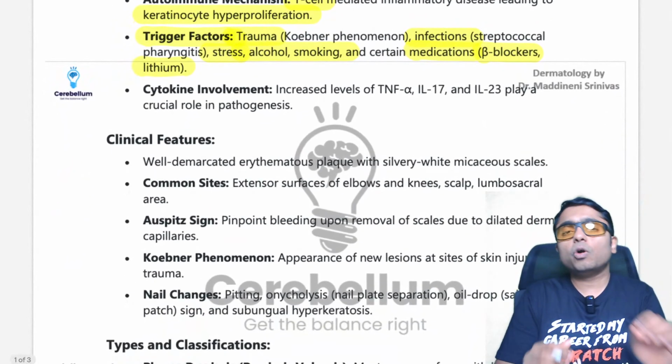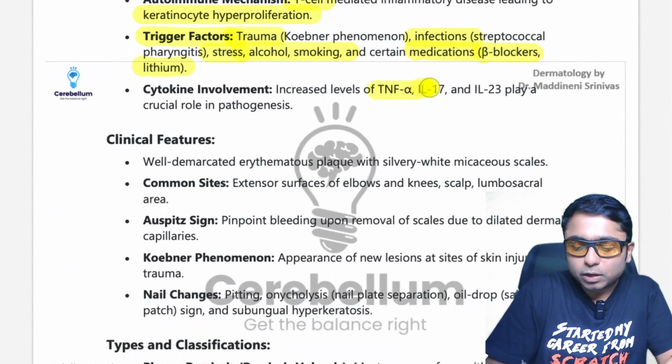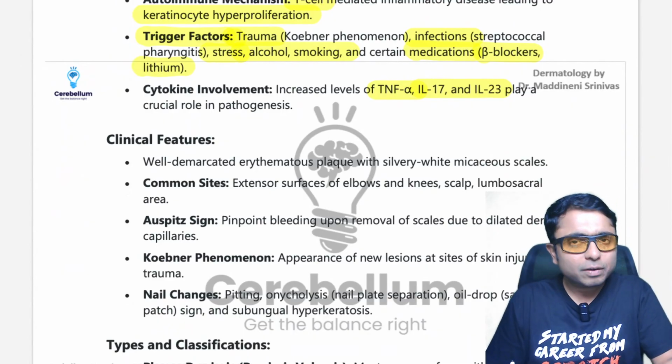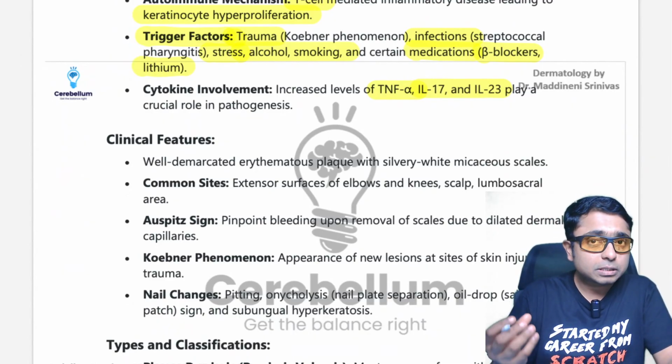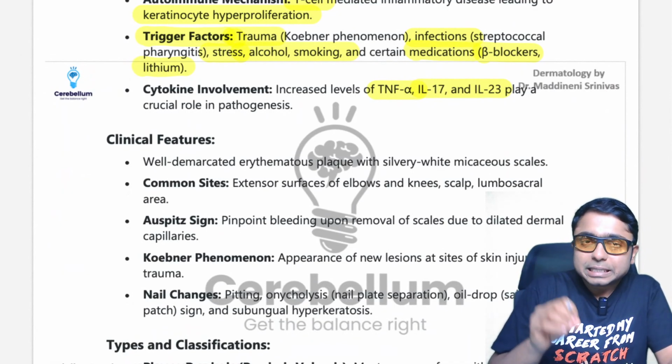And what are the important cytokines associated? So you need to remember tumor necrosis factor alpha, interleukin 17 and interleukin 23. And why is it important to remember all this? Because there are certain biologicals which will act by reducing these cytokines.